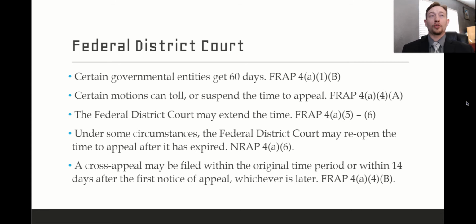If you are filing a cross appeal, you have either the time in which you had to originally file an appeal or 14 days after the original notice of appeal was filed, to file your notice of appeal. A cross appeal essentially is when one party has already filed an appeal and you want to also file an appeal in the same case.